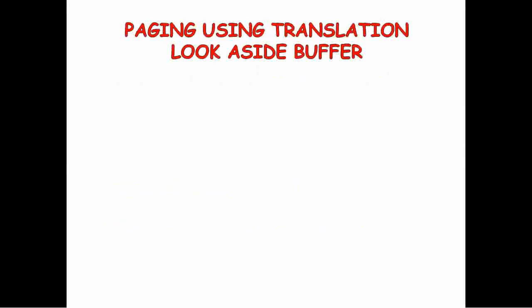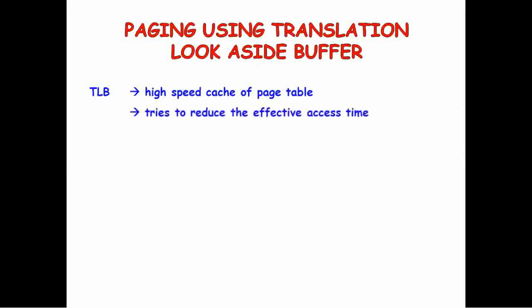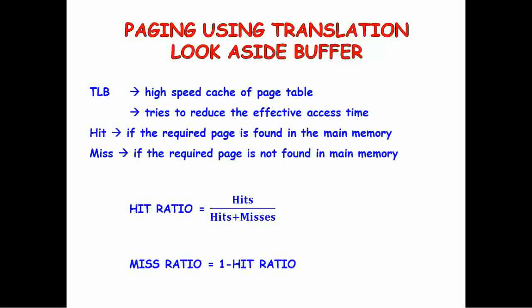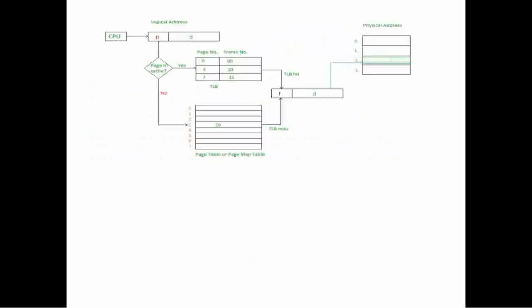Under paging using translation look-aside buffer, a translation look-aside buffer is a high-speed cache of page table and it tries to reduce the effective access time. We need to know few terms called hit and miss. If a required page is found in the main memory, it is termed as hit. If the required page is not found in main memory, it is termed as miss. The formula used for computing hit ratio is equal to hits divided by hits plus misses. Then miss ratio is equal to 1 minus hit ratio.